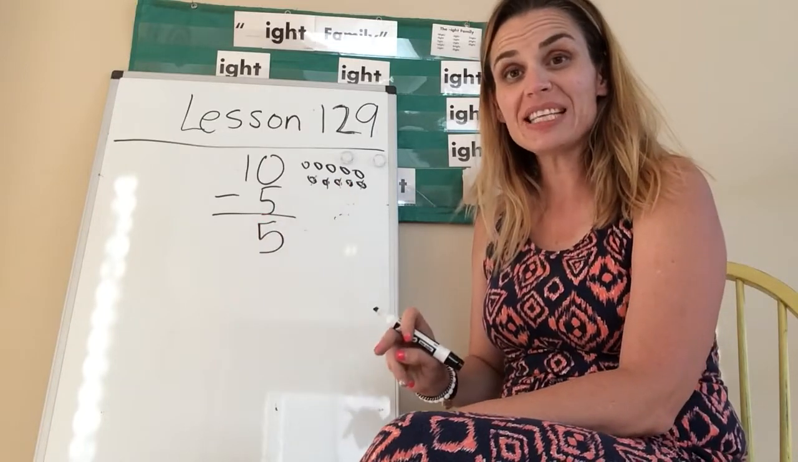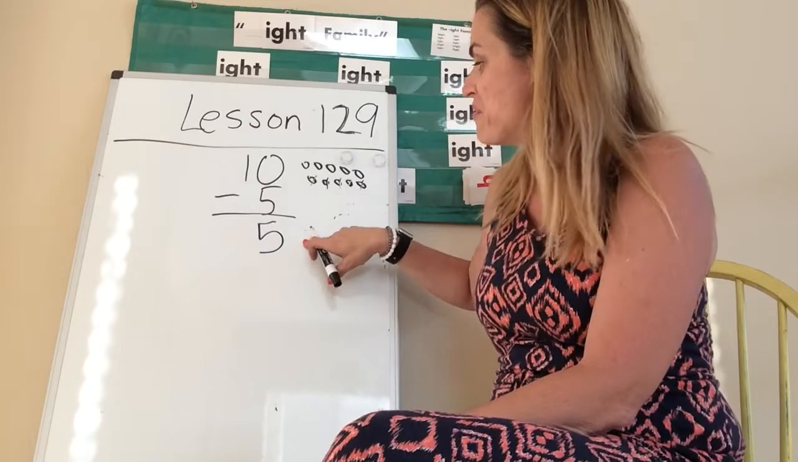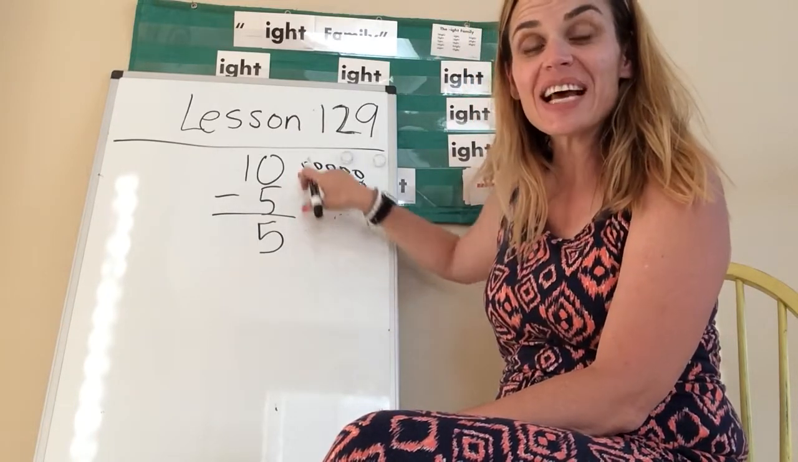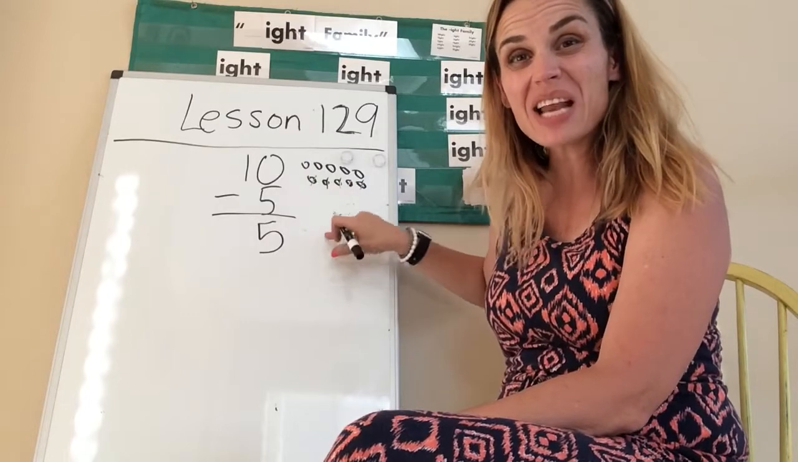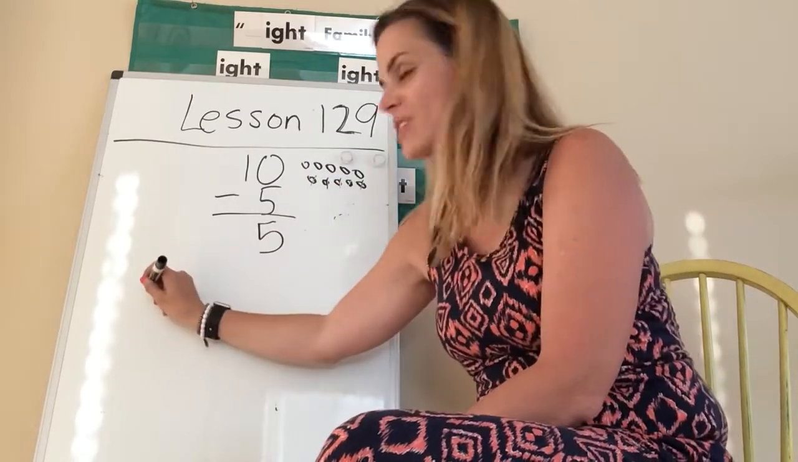Now what we're learning today is we're going to double check our work. 5 plus 5 is 10. Look at that. It's a doubles fact. You can actually use the doubles facts to check your work here. So let's look at another one.